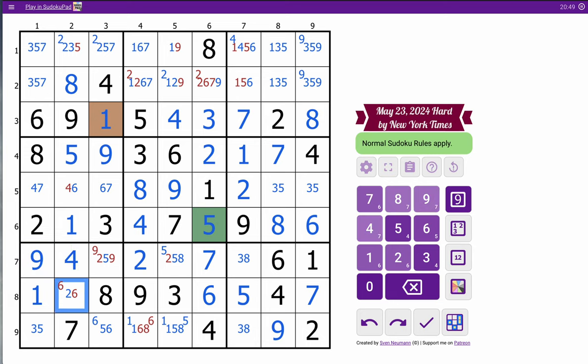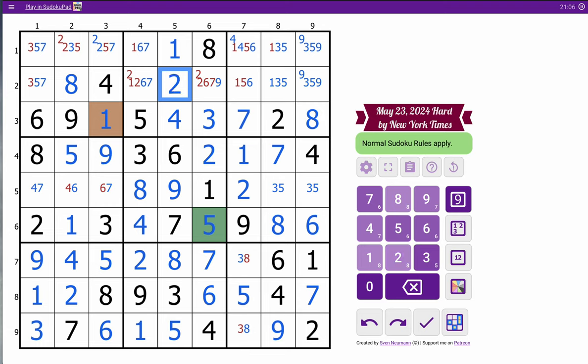That's a 4. This has to be 2. 6 has to go here. This is 5. That's 3. I'm winding all those pencil marks. This obviously can't be 6. That must be a 1. 8. 5. 1. 2. This is forced to be a 9.